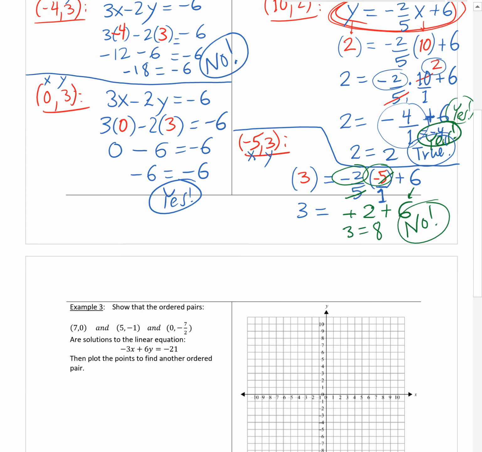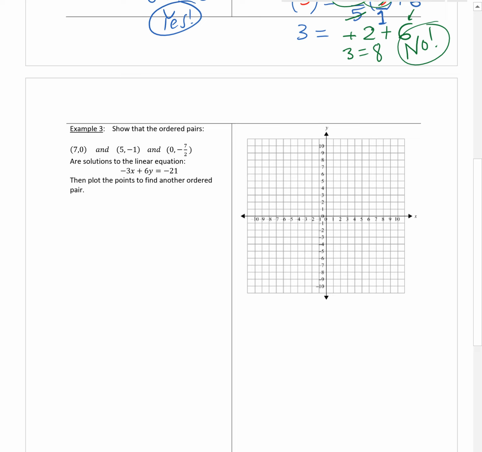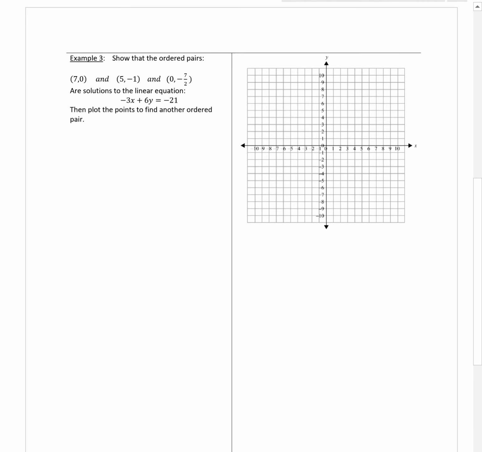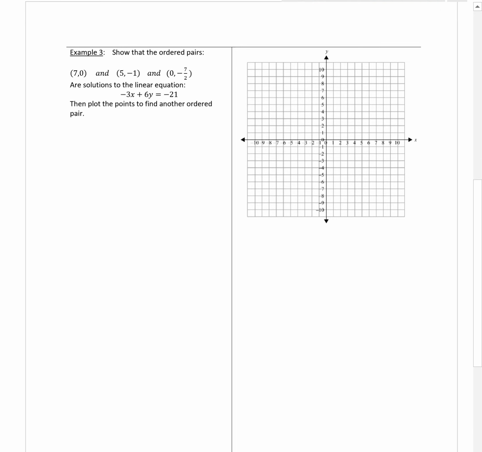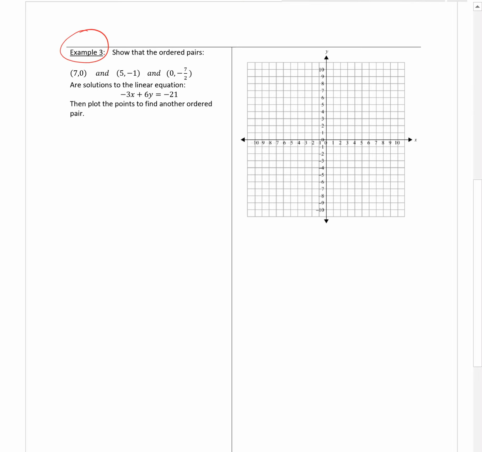If it makes sense, you're ready to graph lines and have a good time and all that. Okay, let's see this next example here. Notice that they're giving us a Cartesian coordinate system, which is kind of exciting. So in example 3, what are they asking here? They want us to show that these 3 ordered pairs are solutions to this equation, -3x plus 6y is -21. So I guess they're telling us that they are solutions. They just want us to verify it.